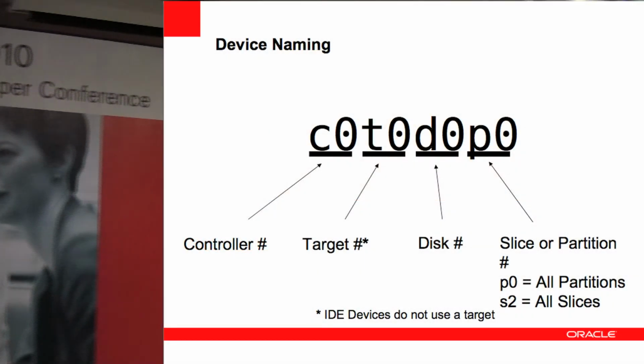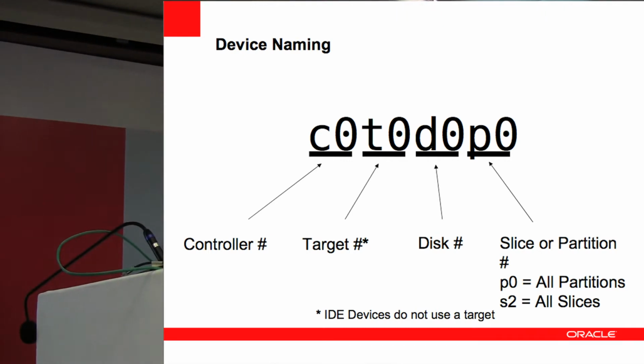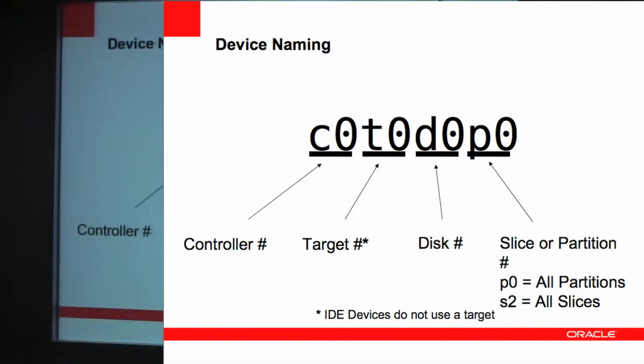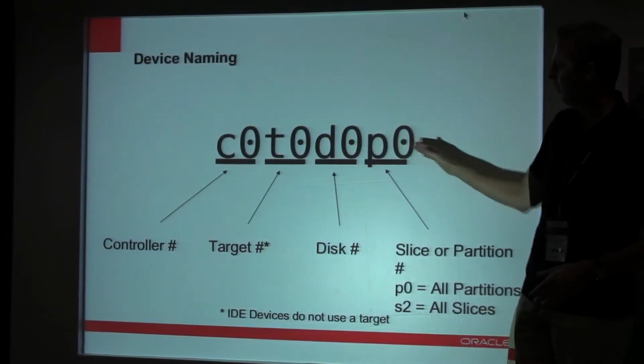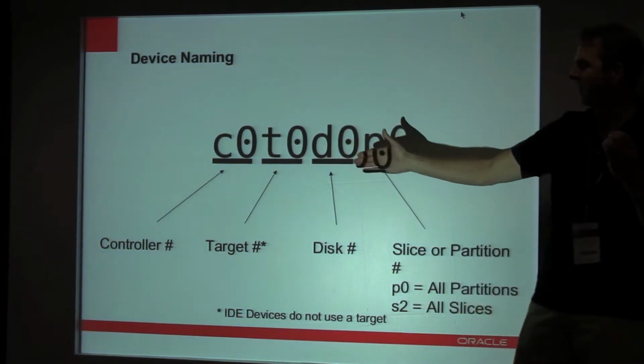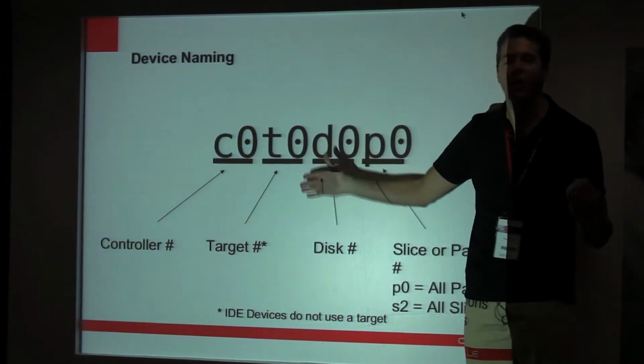All right, I said I would get to device naming, and I'm running out of time, but really quickly, we could spend a lot of time on this. You saw C0, D0. You will also see T0. Basically, what I've spelled out here is the C is generally the controller number that the device is attached to. The T is the target number.